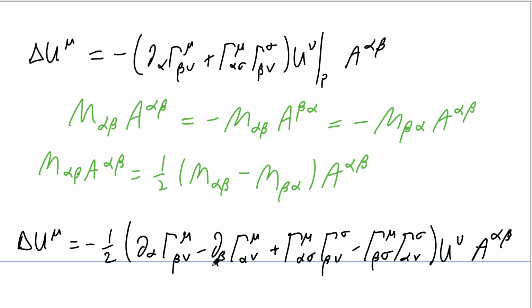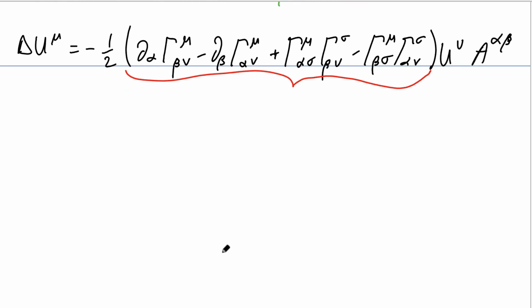And I'm not going to bother to write evaluation at the point P here. All of these quantities are tensors at point P. A is a tensor at point P, U is at point P, delta U is at point P. And so this expression, this coefficient, is a tensor at point P, and it's called the Riemann Curvature tensor.